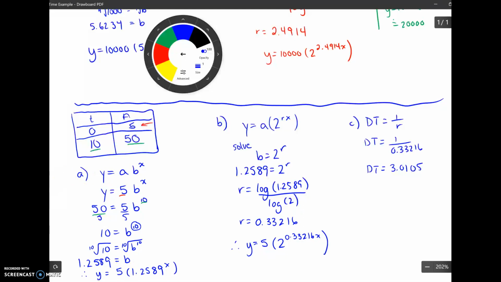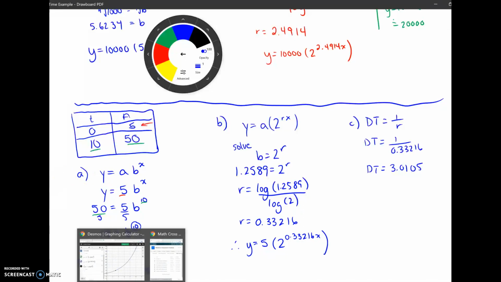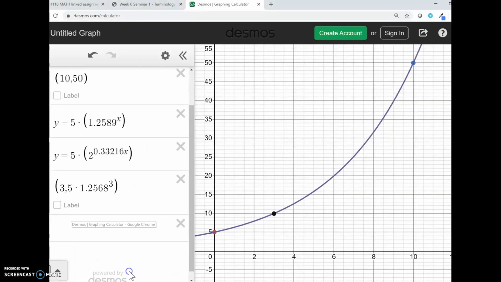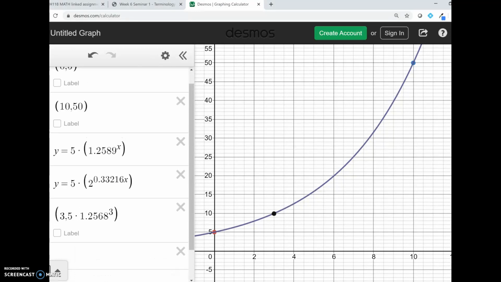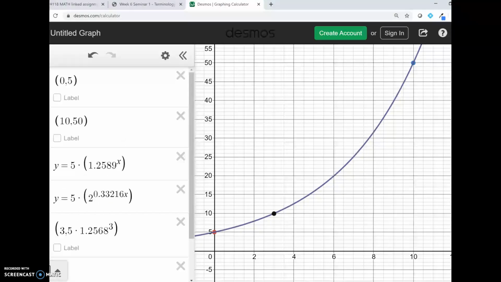Okay. Again, if we want to check that our answer is reasonable, we could try and visualize the information that we were given. We had an initial value of 5, and we had a second value at 10, 50. We found after our first equation that the curve y equals 5 times 1.2589 to the power x should fit at the 2 points, and we see that it does.